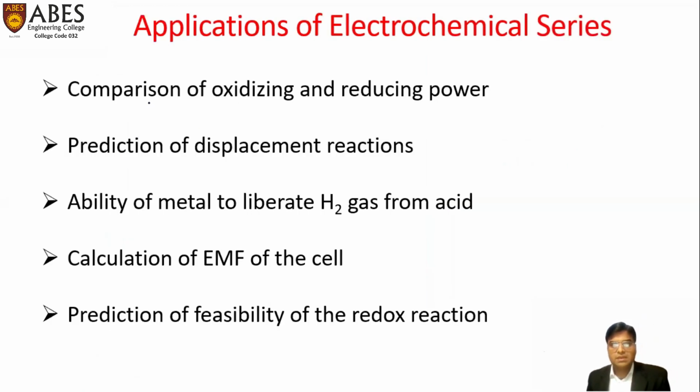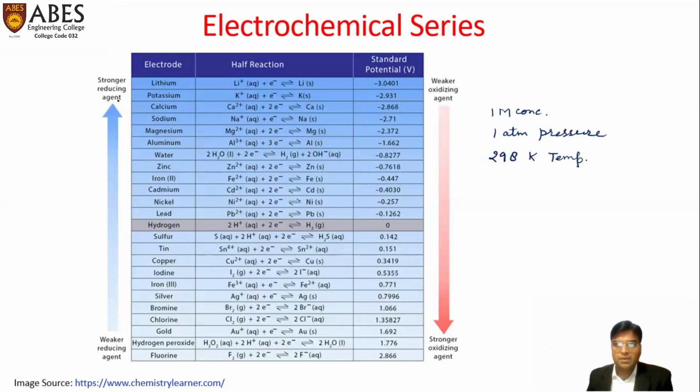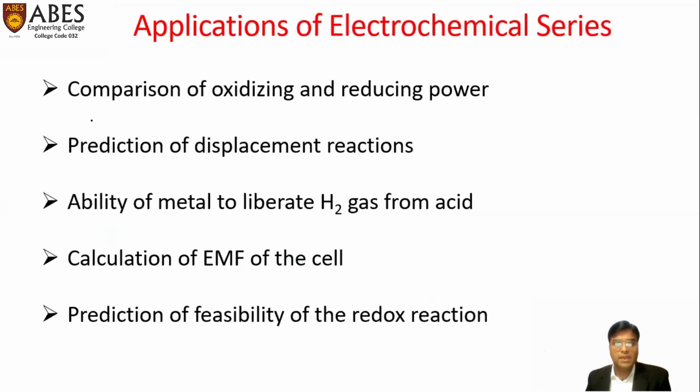The first is comparison of oxidizing and reducing power. As we have discussed in the previous slide, the elements listed on top have highest reducing power and elements listed at the bottom have highest oxidizing power. It means it is easier to compare their reducing or oxidizing power if we have electrochemical series with us.